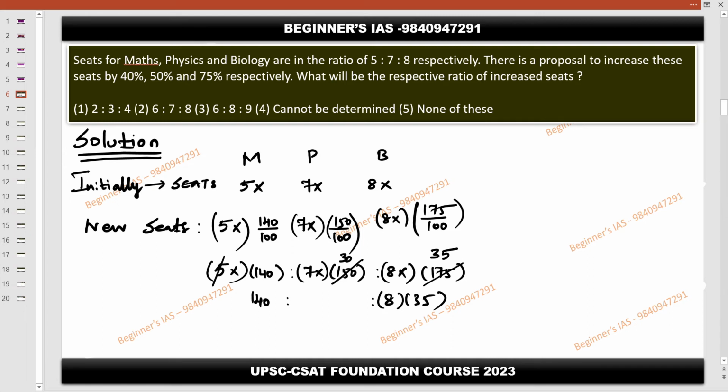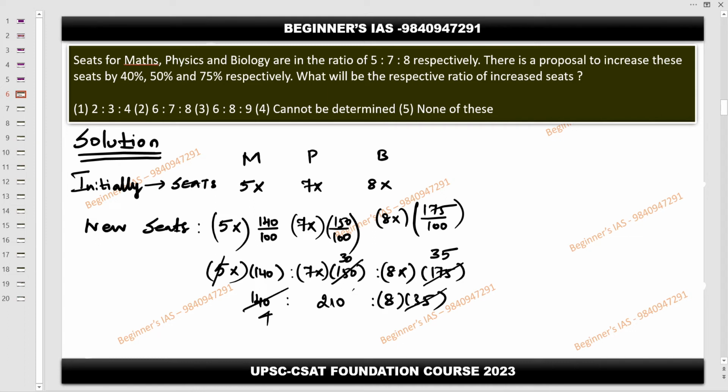Since 7 3s are 21, therefore here 210. Then easily you can go with the 35 table. 35 ones are, then 35 into 4s are, 35 into 6 are. So the ratio will become 4 is to 6 is to 8. Again divide with the 2 table, then it will become 2 is to 3 is to 4. So the answer for this question is 2 is to 3 is to 4.